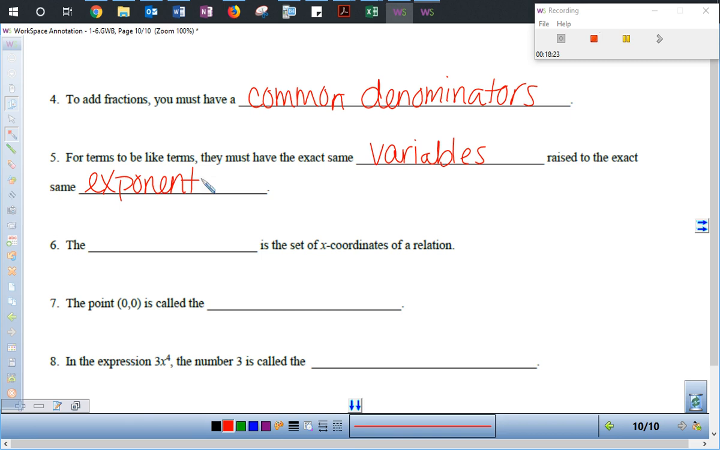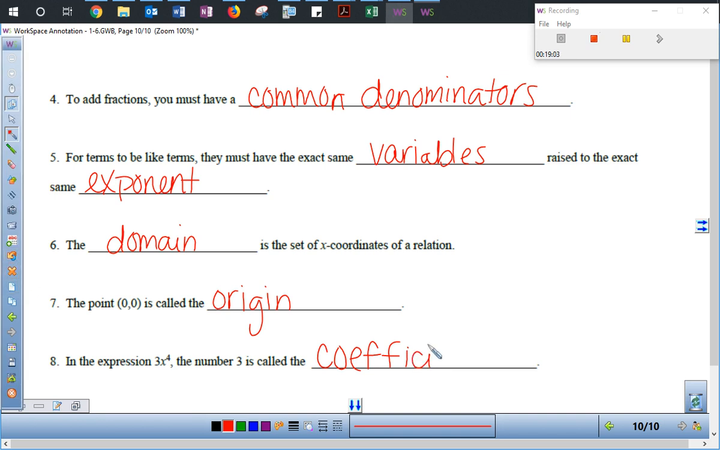Number 6, the domain is the set of the x-coordinates, and remember the range was the set of the y-coordinates. Number 7, the point 0, 0 is called the origin. And then number 8, in the expression 3x to the 4th, the number 3 is called the coefficient. C-O-E-F-F-I-C-I-E-N-T, coefficient.